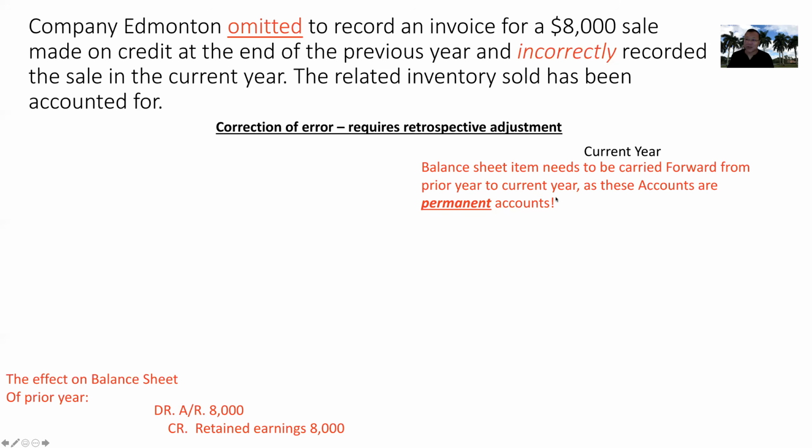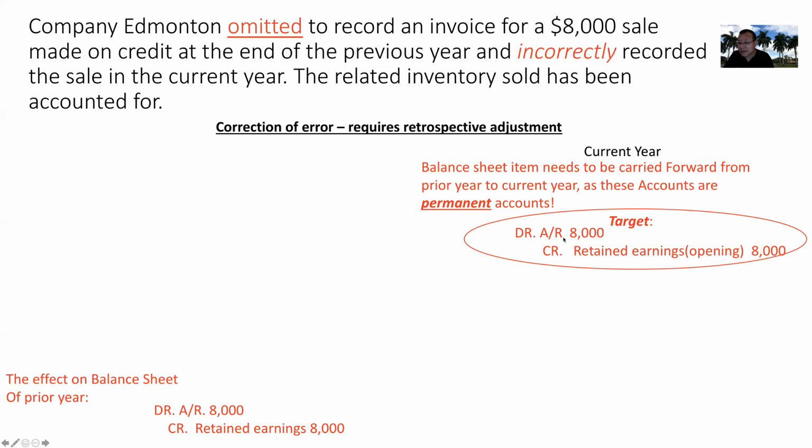So my goal is to make an entry to recognize this. This is my target. I should make an entry to recognize the changes that should have been carried forward to the current year. So I should have made this entry.